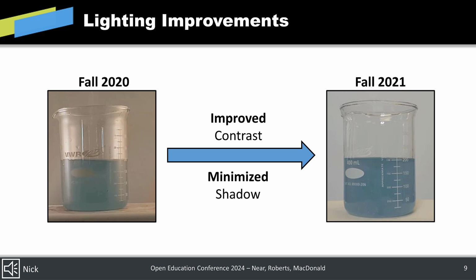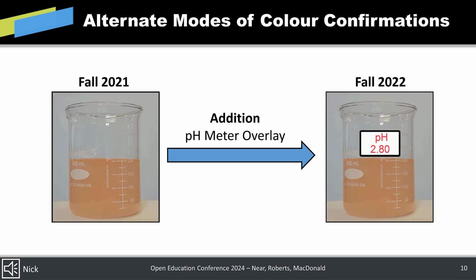So what we did here, between the fall of 2020 and fall of 2021, is we took more professional photos that had improved contrast and minimized shadows. And what this does is it provides a better contrast for students to be able to perceive color, hopefully therefore minimizing any confusions they might have. But in addition to increasing the contrast of these images, we wanted to take advantage of the online medium even further, and so we added a pH meter overlay on top of the solution while it was running during the fall of 2022.